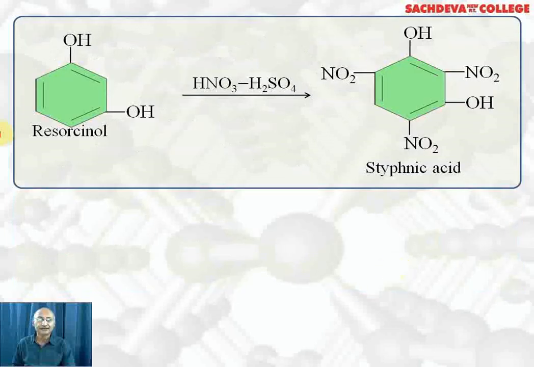Next, we are taking resorcinol when treated with concentrated nitric acid and concentrated sulfuric acid, that is the nitrating mixture. Nitro groups will come at 2,4,6. So this is 2,4,6-trinitroresorcinol, which is also called styphnic acid.